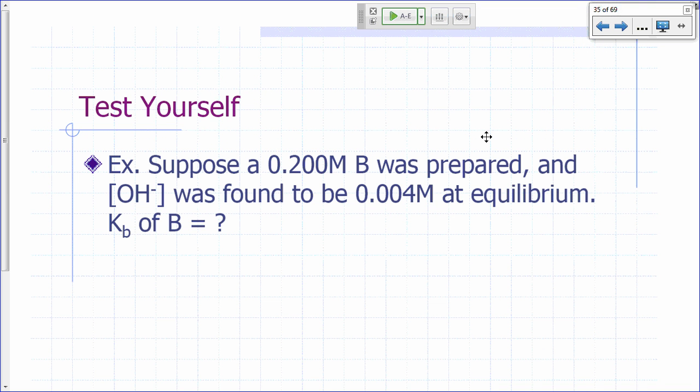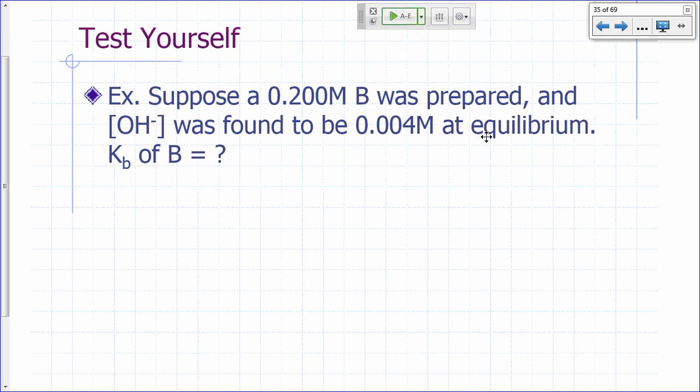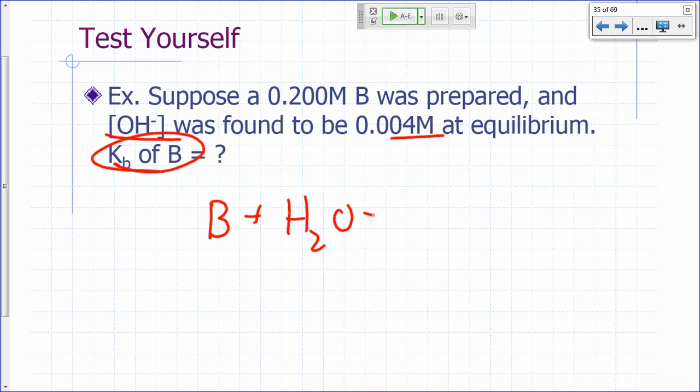Let's say you tried to make a 0.2 molar solution of base B in aqueous solution, and you found the hydroxide to be 0.004 at equilibrium. What's the Kb of B? Okay, what reaction are we looking at here? Kb means what? B is behaving like a base, proton donor or acceptor? A base is an acceptor. So base plus water, it will accept a proton, gives you BH plus, and your other product is hydroxide.